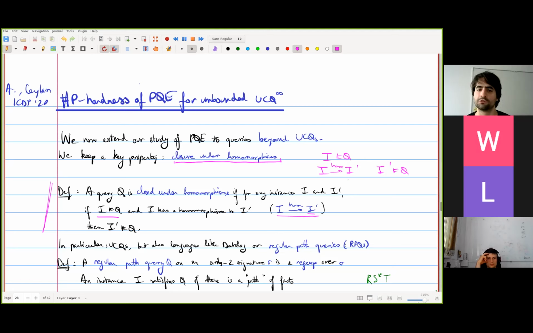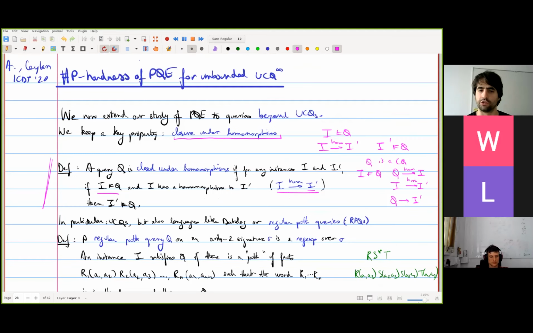In particular, this is true for conjunctive queries or unions of conjunctive queries. Let's say Q is a conjunctive query. If I satisfies the CQ Q, it means Q has a homomorphism to I. And if I also has a homomorphism to I prime, then by composition, Q also has a homomorphism to I prime, and so I prime also satisfies Q. So this is a property that's satisfied by conjunctive queries and unions of conjunctive queries, and we're just taking an arbitrary query that has this property.